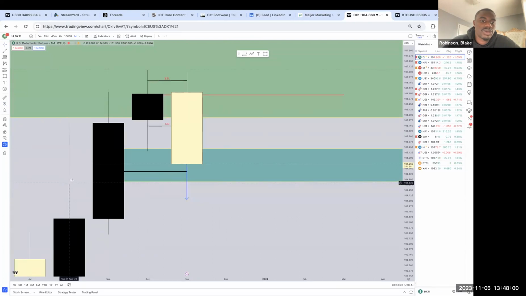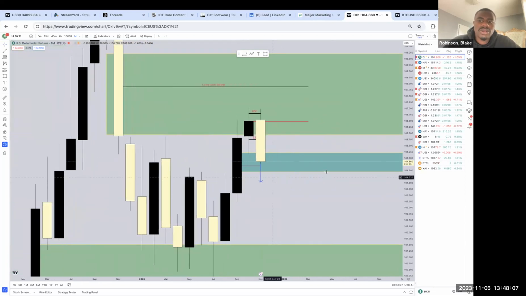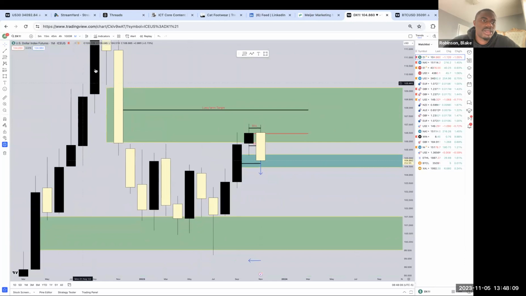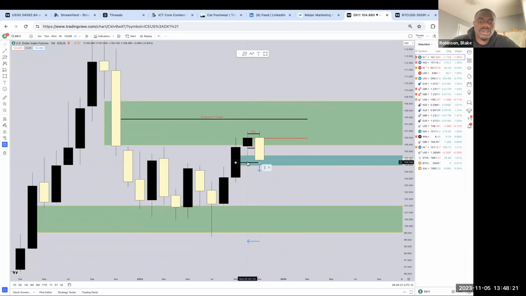If you look from this low to this high, this is another imbalance in the monthly time frame. In the grand scheme of things in the dollar index, we're just trying to see if we're going to trade higher. I expect some type of pullback out of this range. I'm looking at these highs in particular. But if we respect this fair value gap, then we can probably see price continue to go higher.